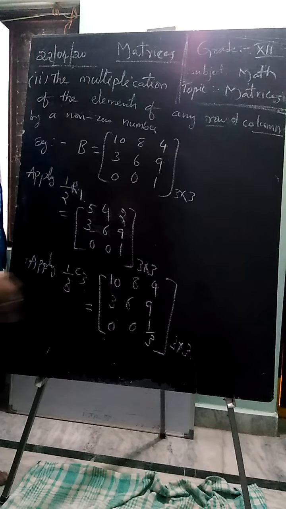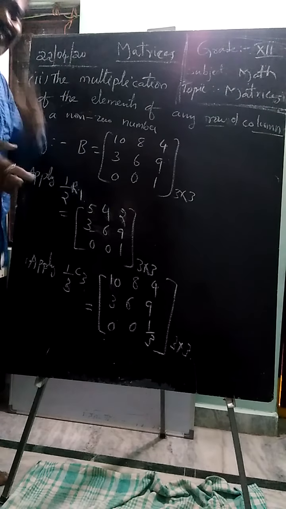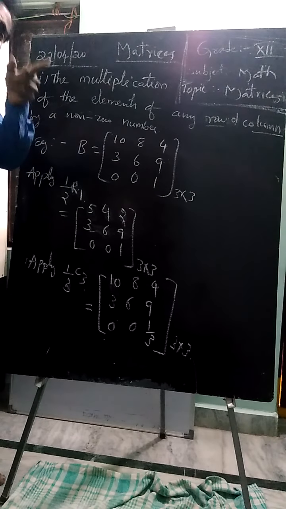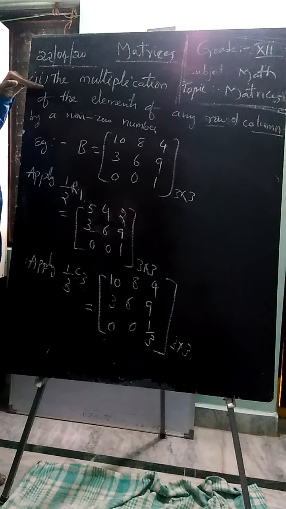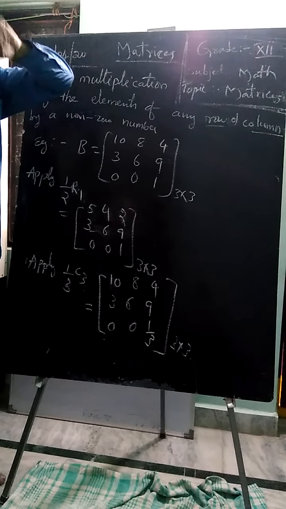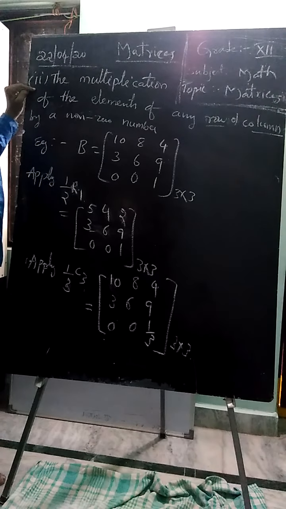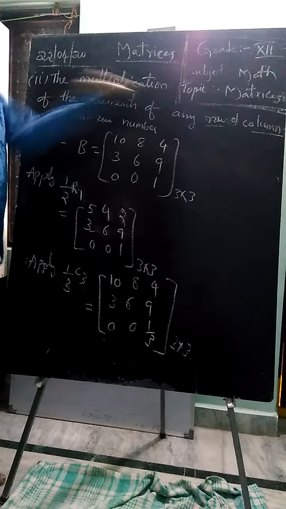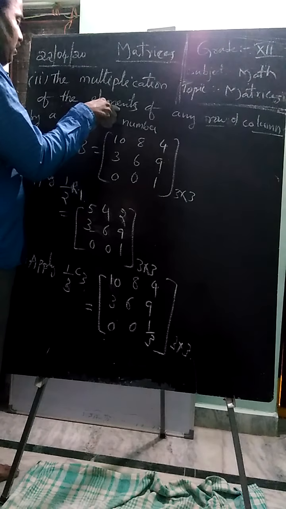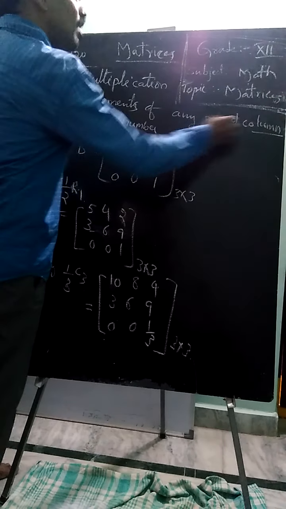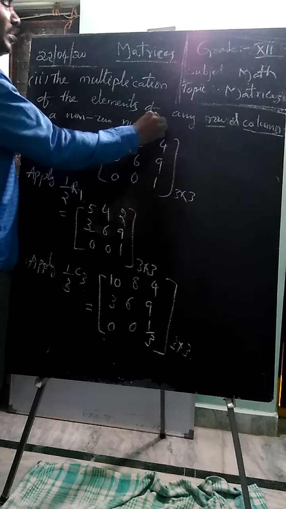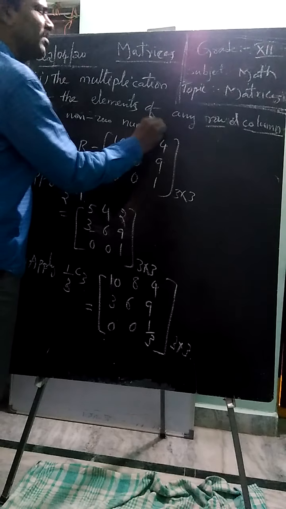So previously we discussed the first operation or transformation of matrix, that is interchanging rows and columns, any two rows or columns. Now the second operation or second transformation. So here one is on rows, one is on columns. Total two operations are done. Now in the second point, the multiplication of the elements of any row or column by a non-zero number. A non-zero number is nothing but a constant, students.